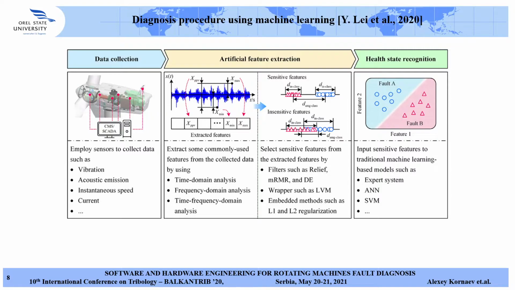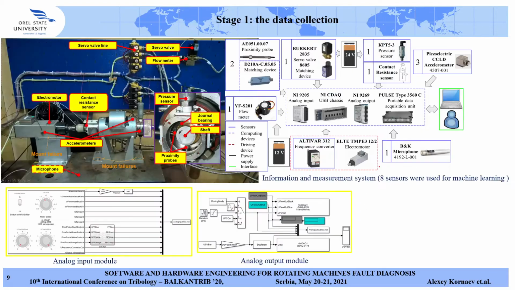In the classical approach, there are three stages in the diagnosis procedure. The first stage is data collection. The second stage is artificial feature extraction. I should say that in modern systems, this step is usually also done with artificial neural networks, but in the classical approach, people extract some features using, for example, frequency domain analysis and something like that. The final stage is health state recognition. This is definitely machine learning or an artificial neural network.